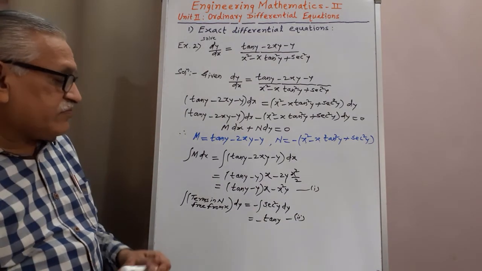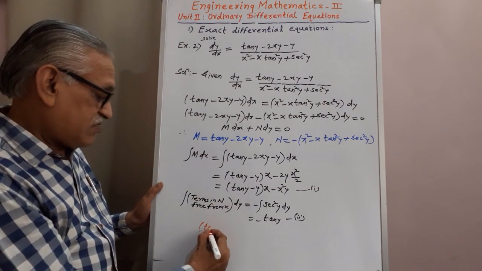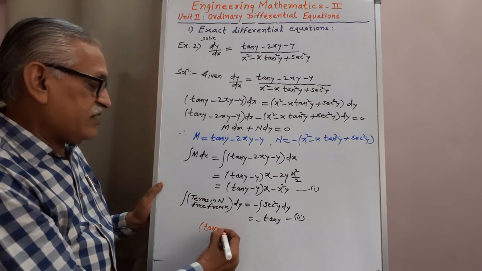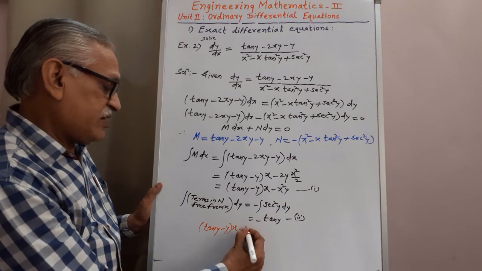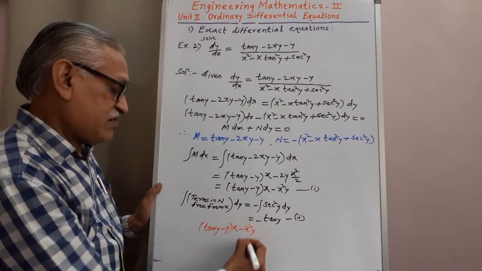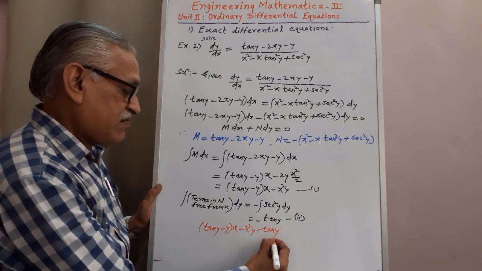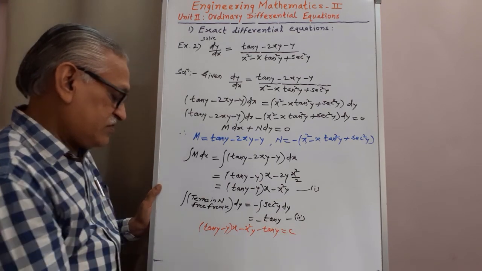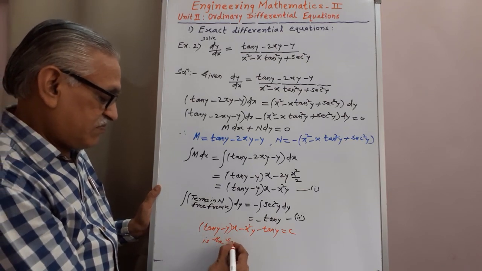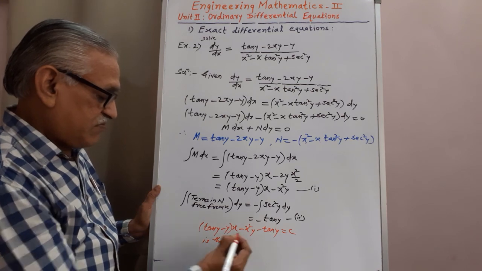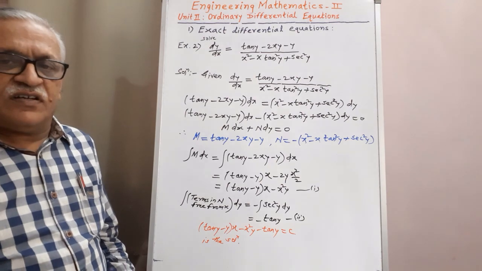We get the solution as tan y minus y into x minus x square y minus tan y equals C, which is the required solution of that differential equation.